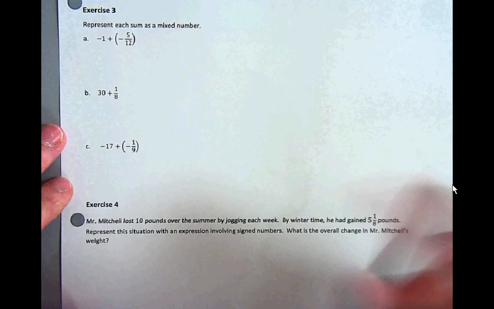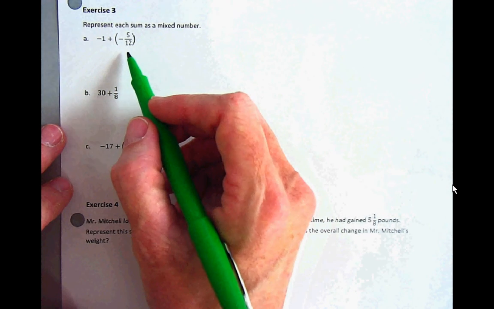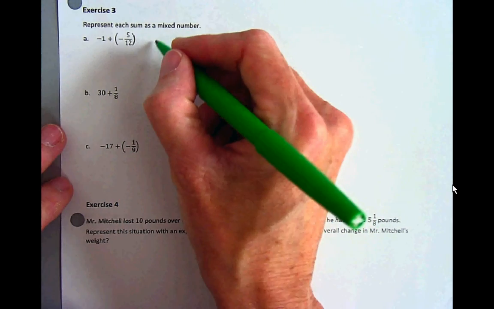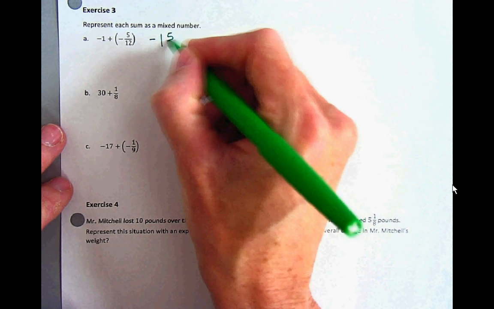All right, so if I'm going to add 1 plus a negative 5/12, that is the same as minus 1 and 5/12. 30 plus 1/8 is the same as 30 and 1/8. And minus 17 plus a minus 1/9 is the same as minus 17 and 1/9.